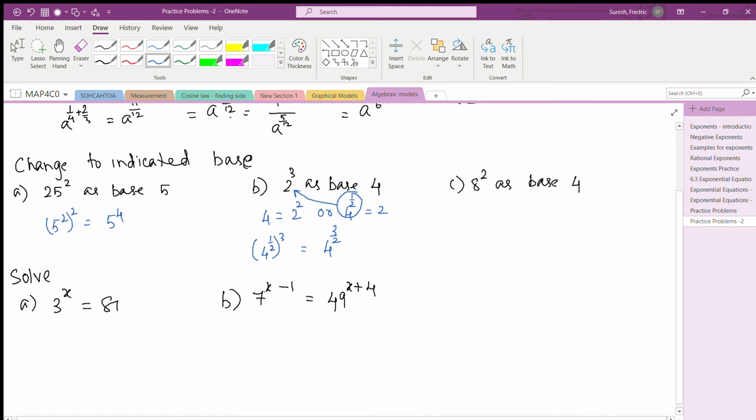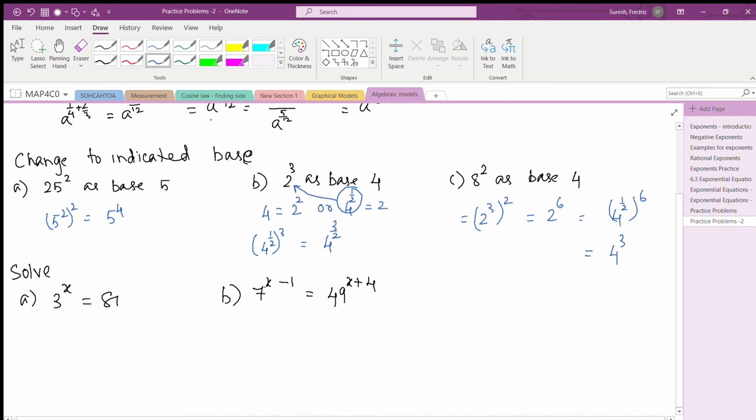So I'm going to write 8 as 2 to the power of 3 to the power of 2. And that is 2 to the power of 6. Okay, now I know from my previous problem, I can write the 2 as 4 to the power of half to the power of 6. Multiplying half of 6 is a 3, so that becomes 4 to the power of 3.